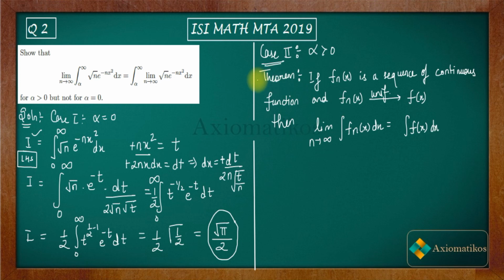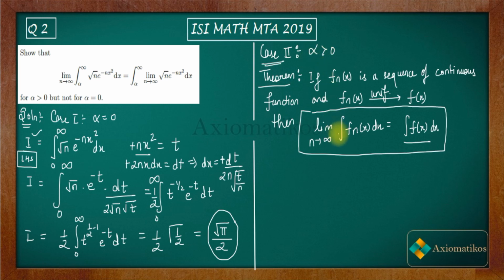See this, I have written this theorem for you. It says that if f n x is a sequence of continuous functions and f n x goes to f x uniformly, then the limit and the integral can be interchanged. I am writing f x here because the limit as n goes to infinity of f n x is f x, so this thing will be replaced by f x. This is the important note for this question, because this whole case depends upon this.